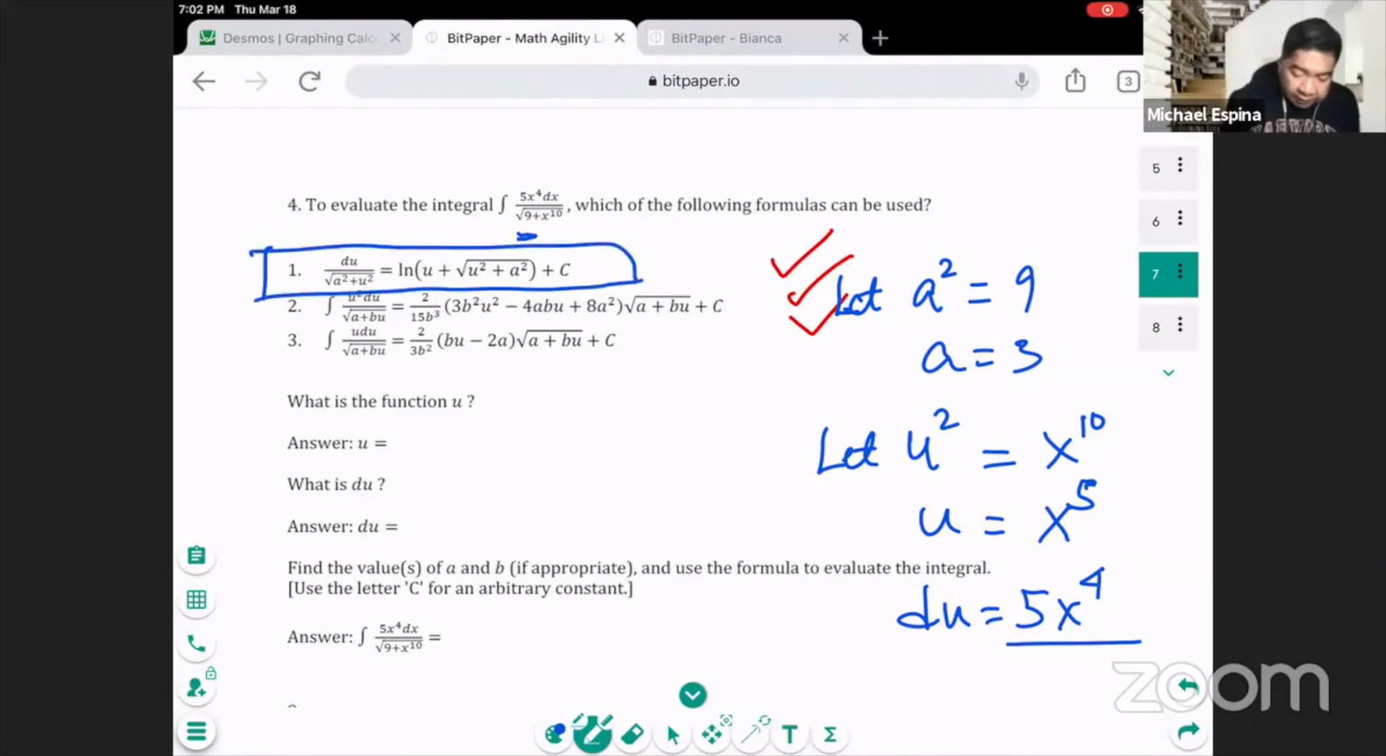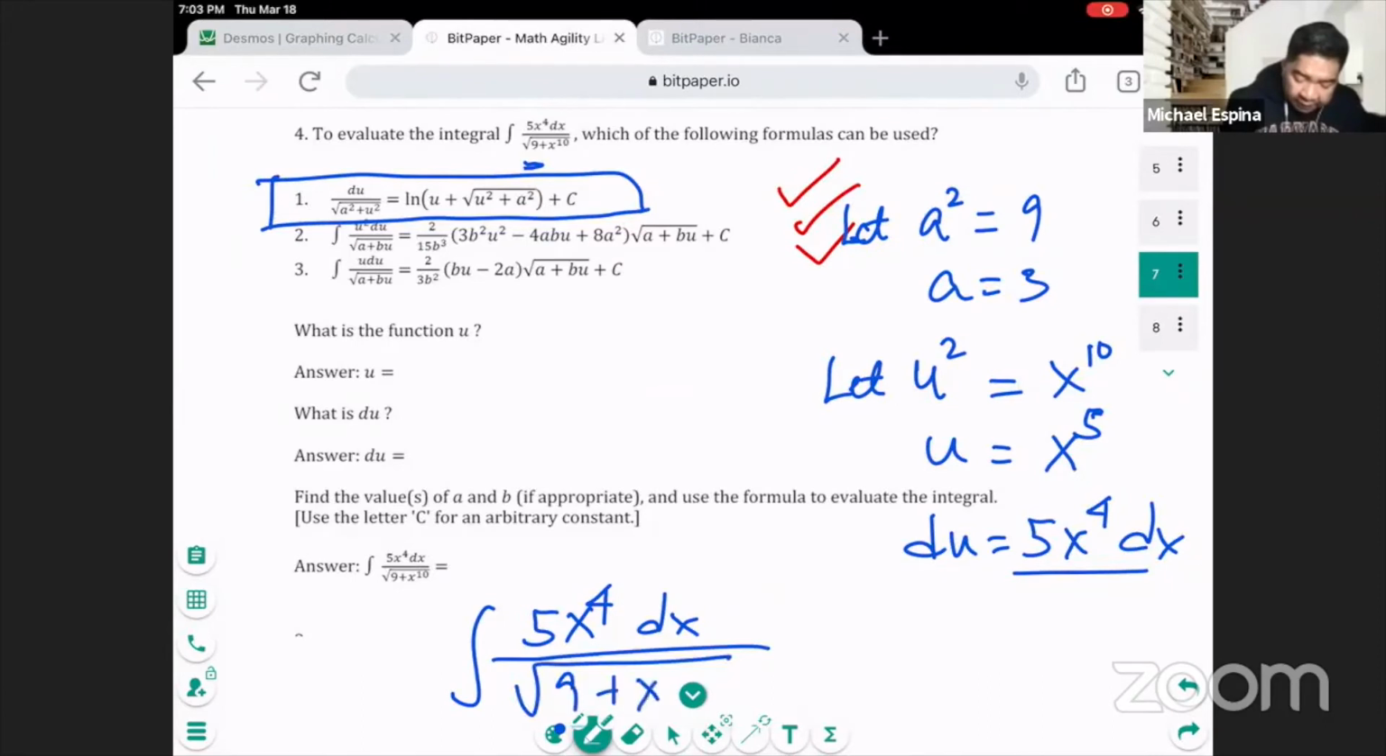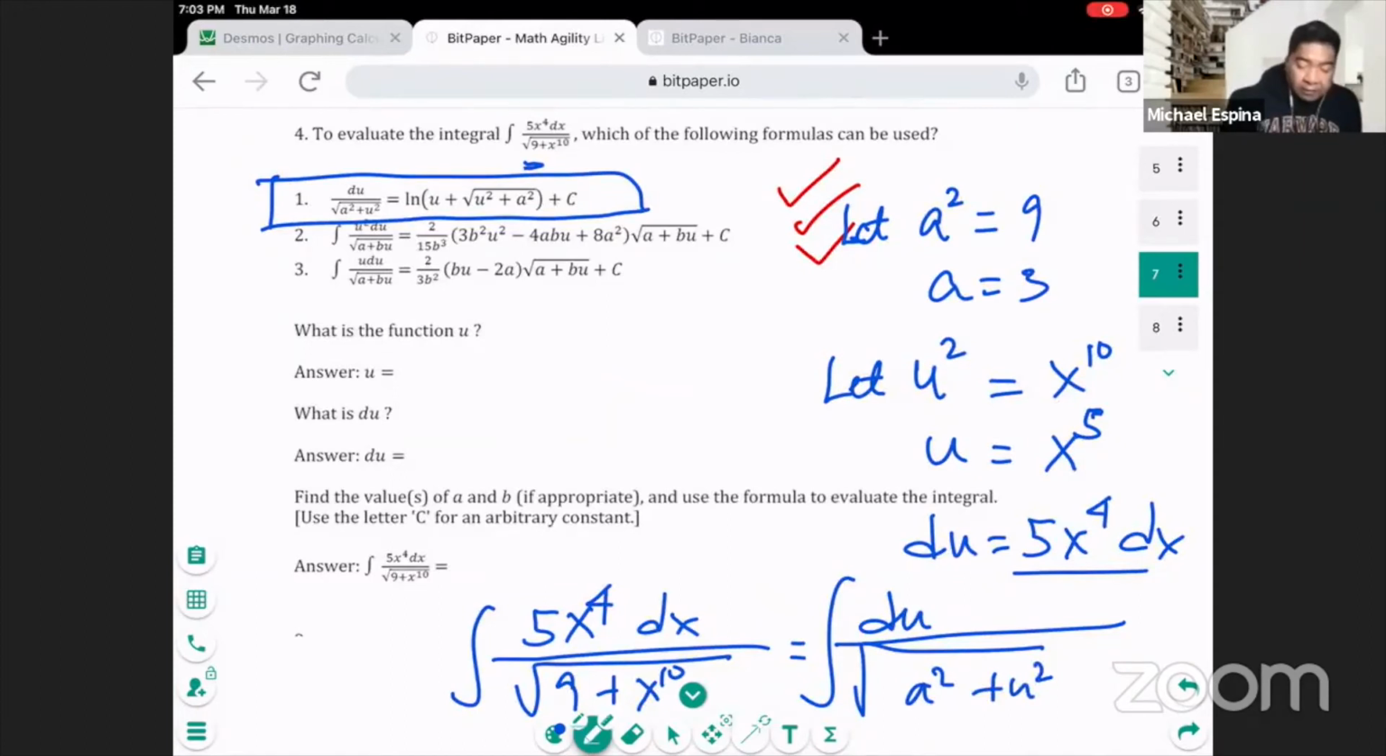Since we already defined u, a, and du, this is equivalent to the original integrand: the integral of 5x to the 4th dx, divided by the square root of 9 plus x to the 10th. So 5x to the 4th dx is your du, your 9 is your a squared, and x to the 10 is your u squared. So we have the exact formula for number 1.